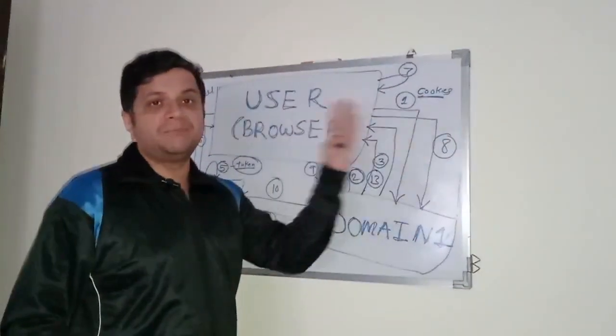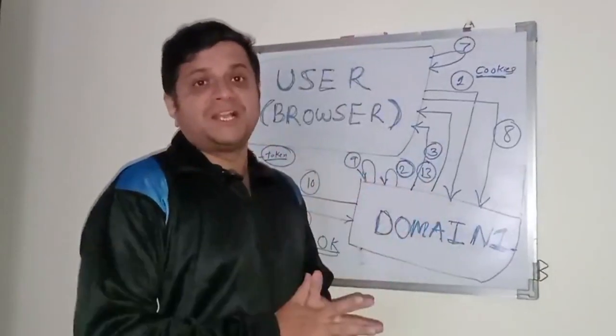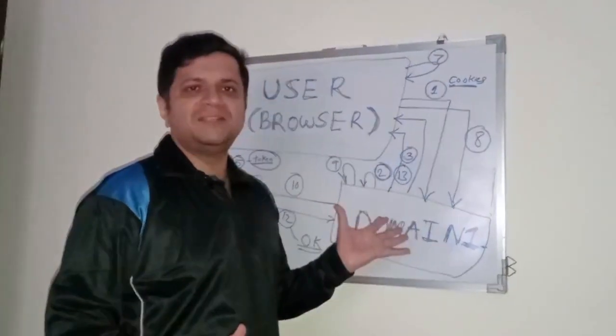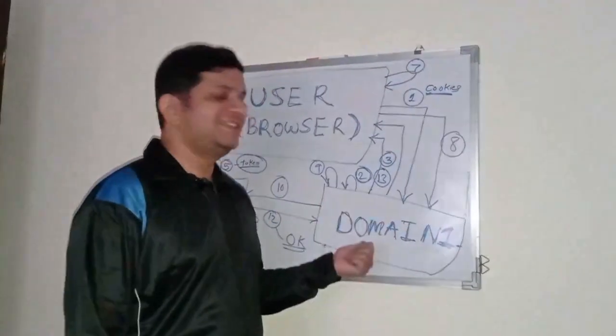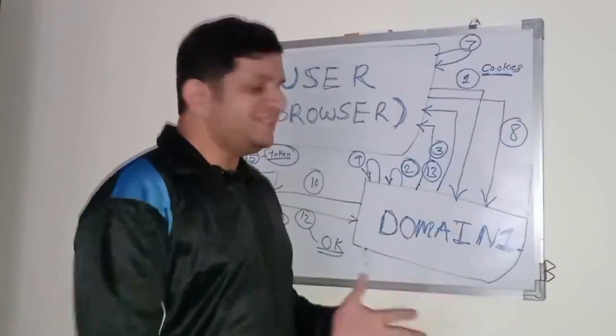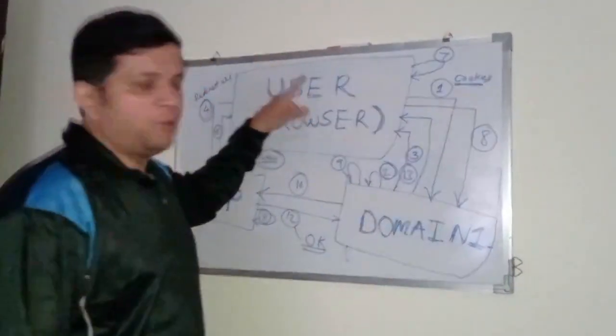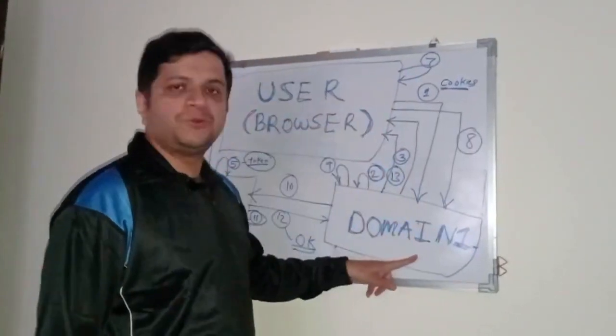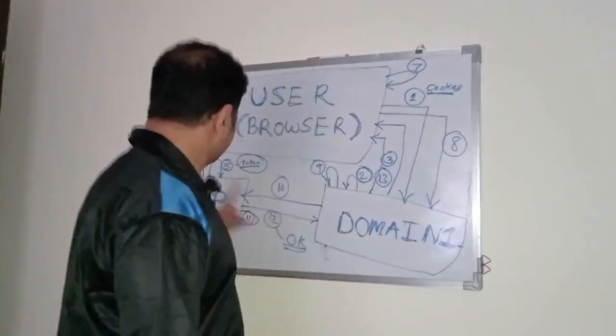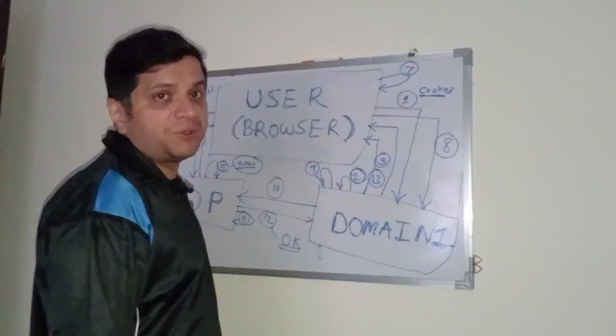So many steps, up to number 13. Have you understood how simple and complex single sign-on is? So let's revise and have a summary of what we did. Step number 1, the user is trying to log in to domain 1. Domain 1 has IDP as its identity provider.